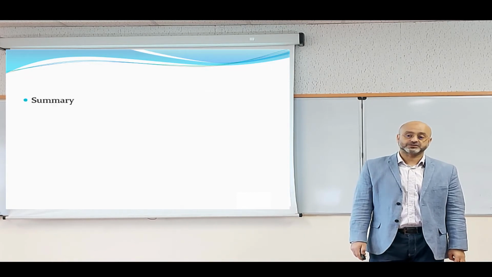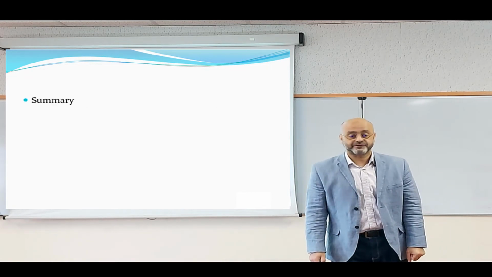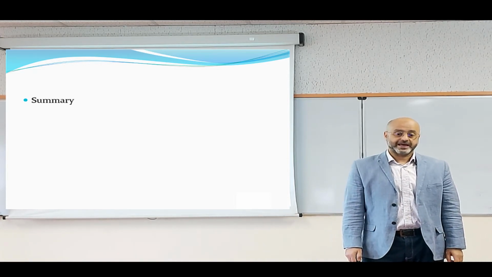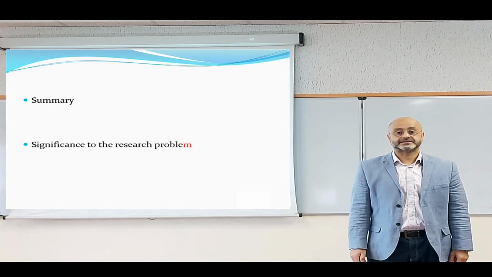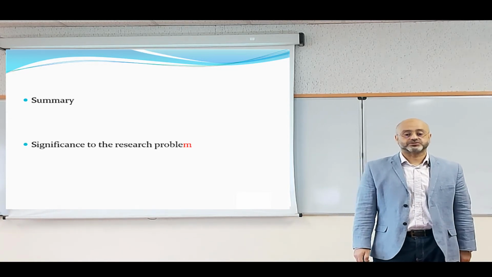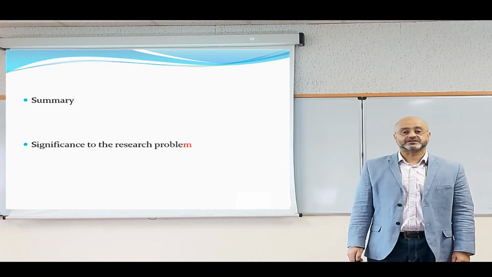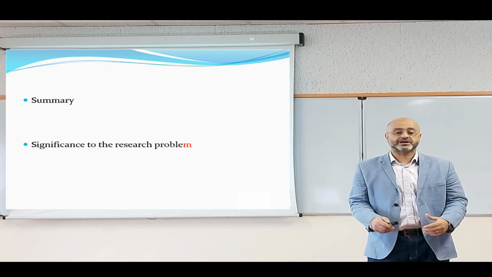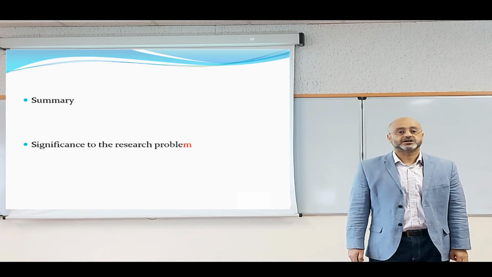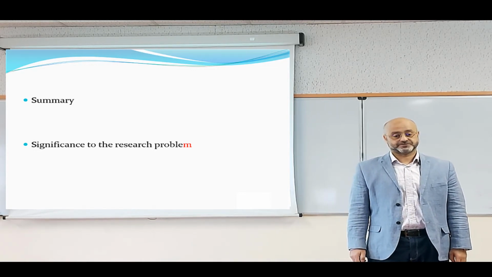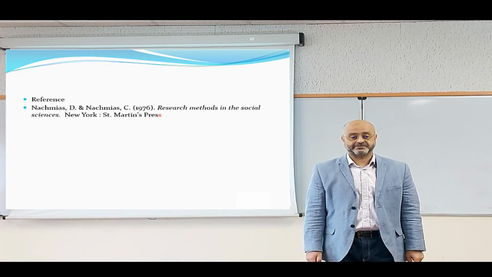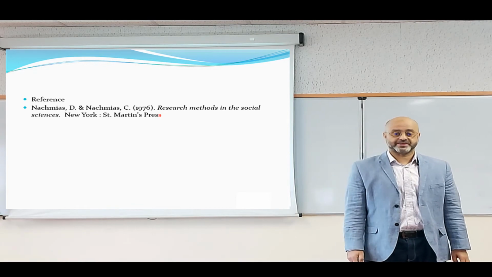At the end, don't forget to summarize briefly what you have written in the review of literature, highlighting its significance to your research problem, and reminding your readers about the type of relationship between all the references that you have cited and the problem and the research. The reference I have used is Nachmias T. and Nachmias 1976, Research Methods in the Social Sciences.